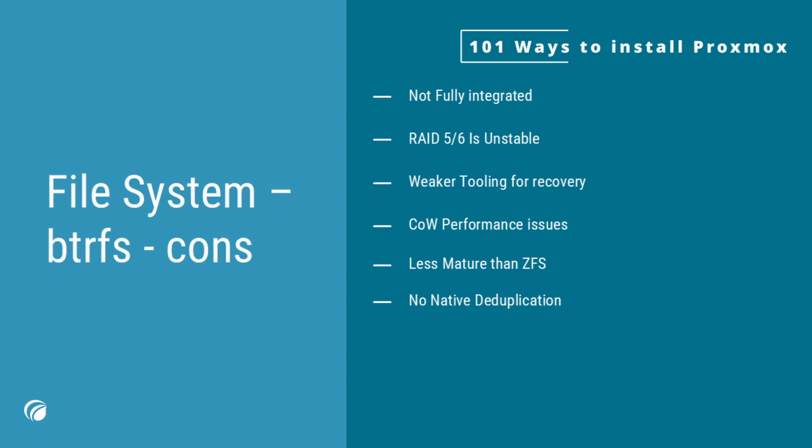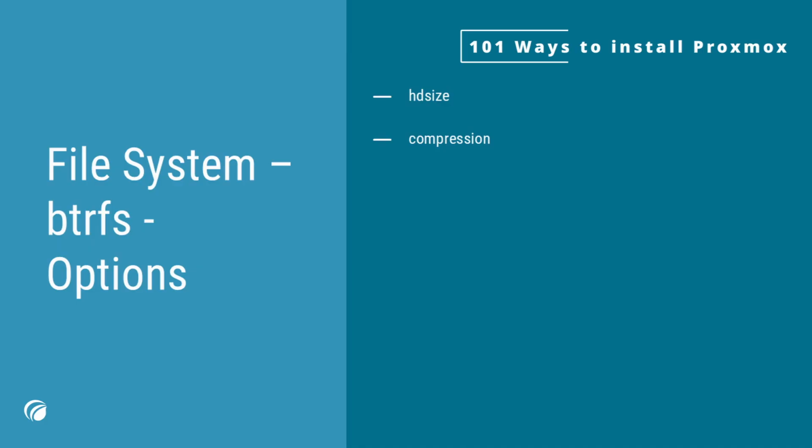Compared to ZFS, copy on write can hurt write performance, especially with databases on VM disk images. It is less mature than ZFS and less tested, especially in RAID scrubbing, snapshot and replication scenarios. There's no native deduplication and that can only be done offline with third-party tools. Now let's look at the BTRFS options. First we have the hard disk size, which is automatically filled in. Next we have compression. This is enabled by default and typically uses ZSTD, but zlib and LZO are also available.